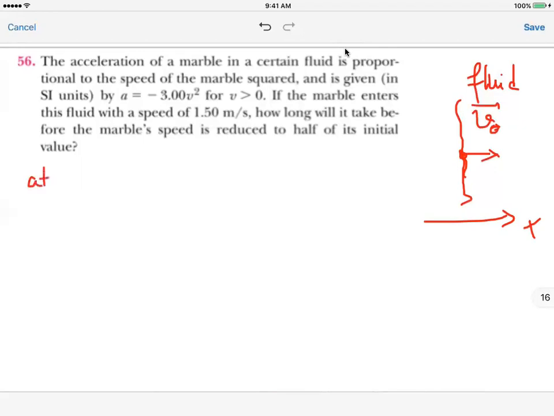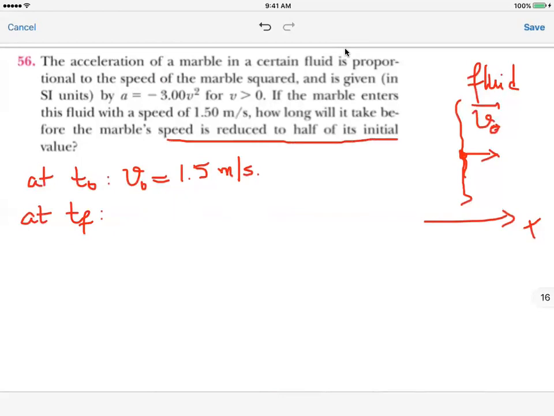So let's say at time t0, we know that the object has initial speed v0, which is 1.5 meters per second. And we know that at some time t final, the object reaches a final speed, which is half of its initial value. That means that v final is equal to v0 divided by 2, and so it's 1.5 divided by 2 meters per second.